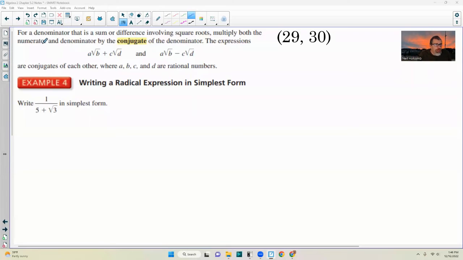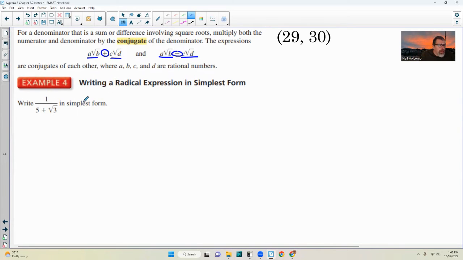Okay, one more thing we can run into, and those are conjugates. For a denominator that is a sum or difference involving square roots, multiply both the numerator and the denominator by the conjugate of the denominator. The expressions a square root b plus c square root d and a square root b minus c square root d are conjugates of each other, where a, b, c, and d are rational numbers. The conjugate is just taking the first term, which never changes, and the second term, which doesn't change, but the sign does. It's just the opposite sign in between, and that creates a conjugate.